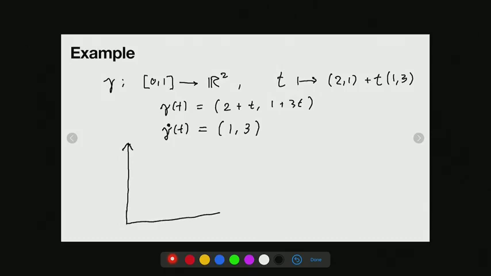If we draw this in a coordinate system, we start with the point (2, 1), and we end up at (3, 4). The tangent vector in this special case is really just a straight vector going from the starting point to the end point. That would be a bit different if I would have used a different parameterization, but that will be on the exercises.